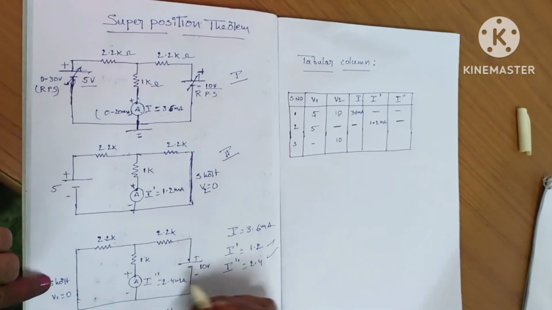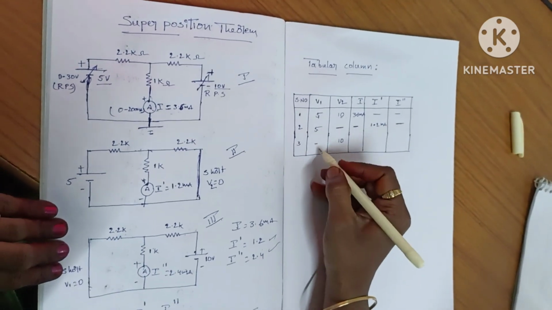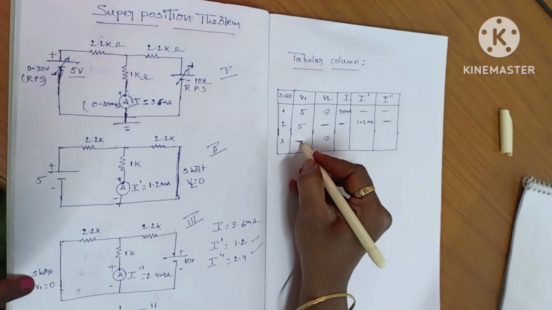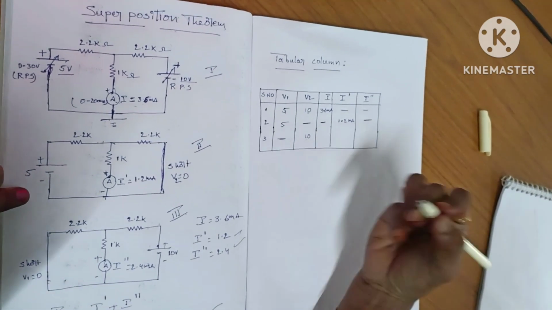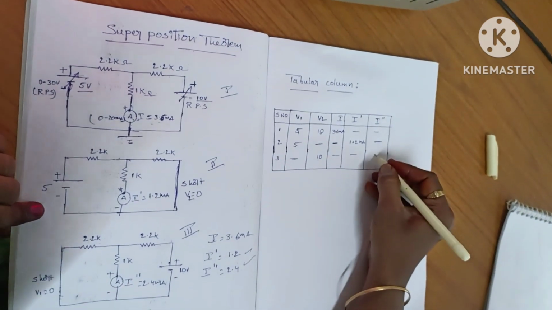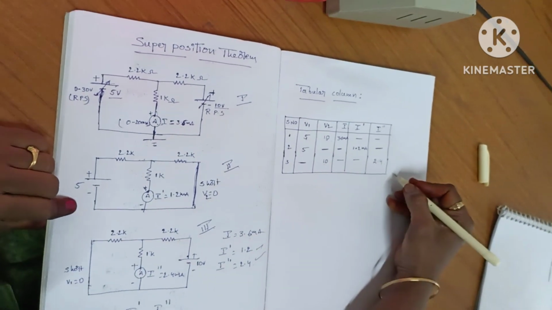Now in the third circuit, what are we doing? We are not considering the first voltage source, we are considering only the second voltage source. Therefore, we are not finding I or I dash, here we are finding I double dash. Like this we need to take the calculations.